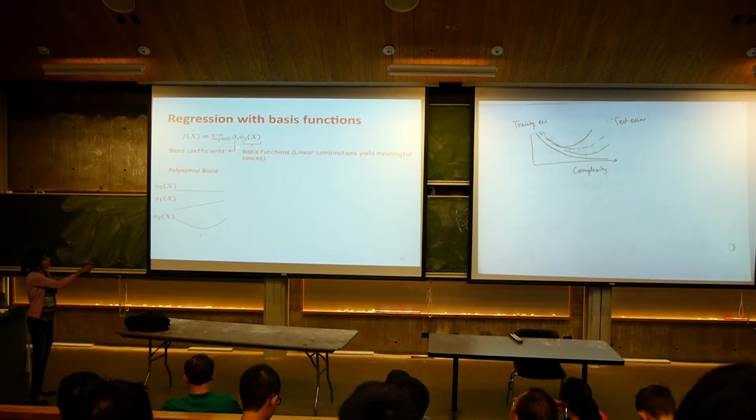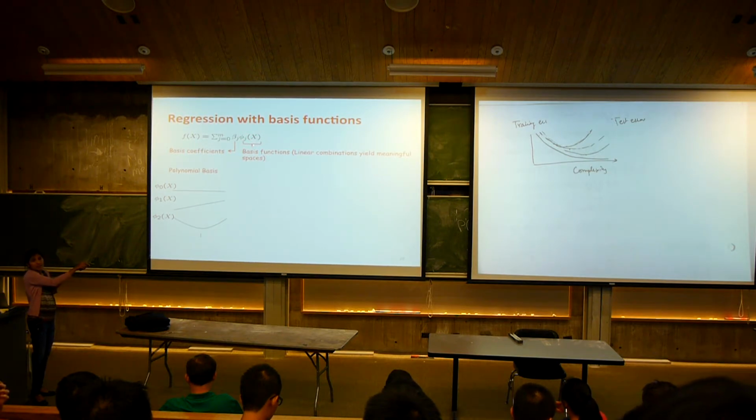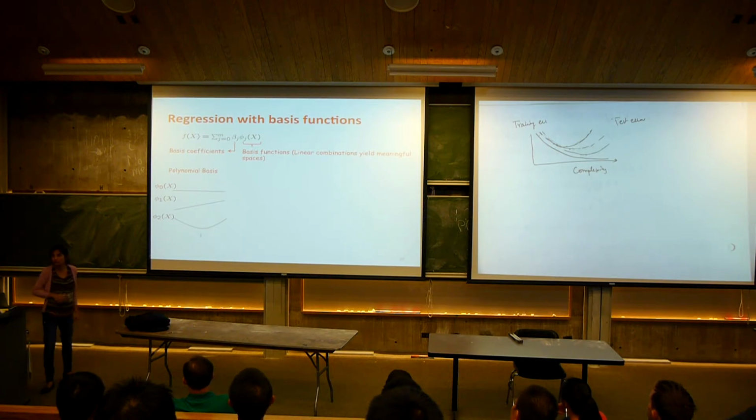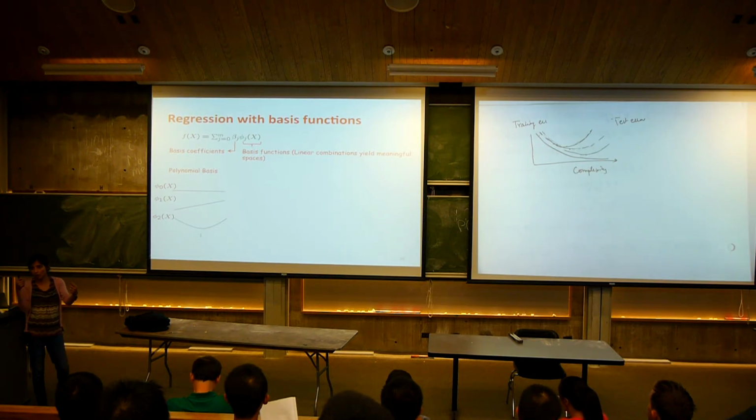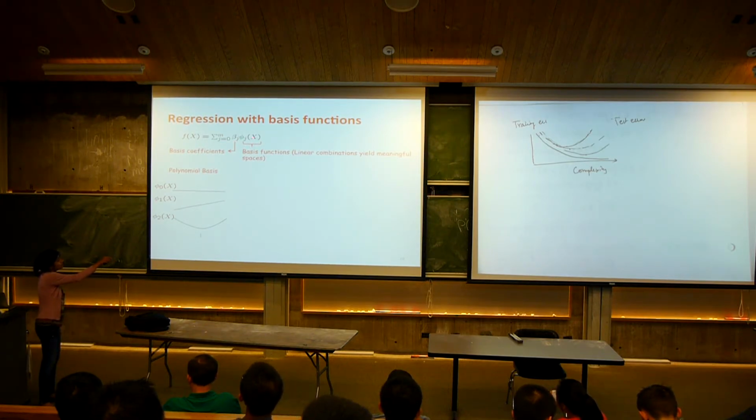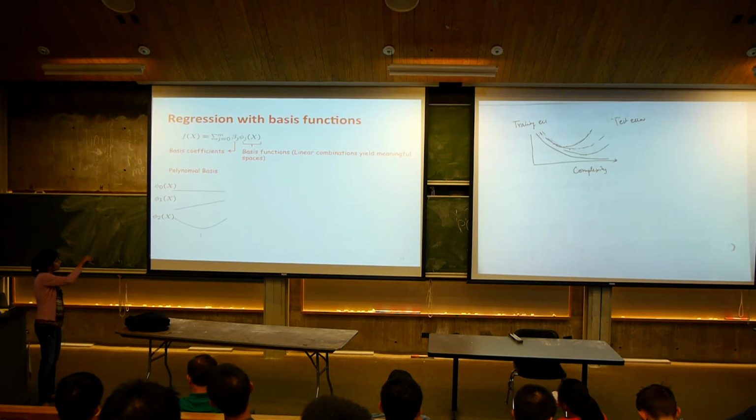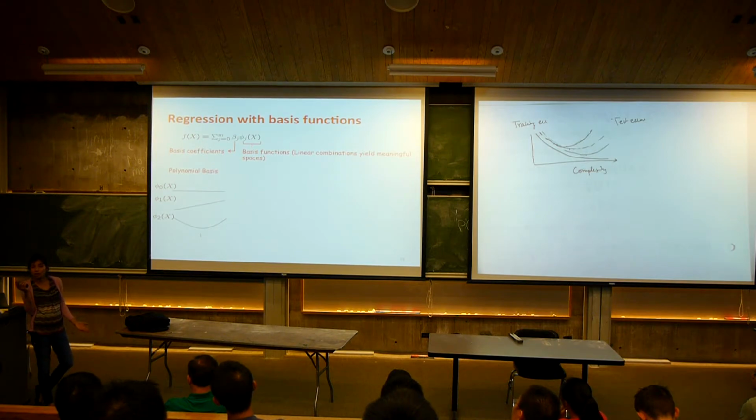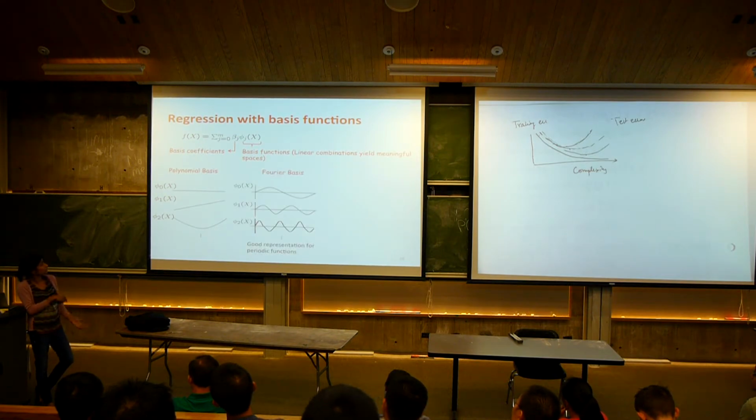Or you can think of it as regressing with some basis functions, which for the polynomial case are just a constant, so 1, x, x square, x cube, and so on. This forms a basis. You can write any polynomial as a linear combination of these functions. But there are other basis functions you can use as well to represent other classes of nonlinear functions. Examples include the Fourier basis.